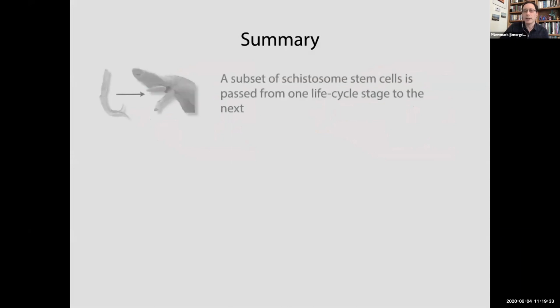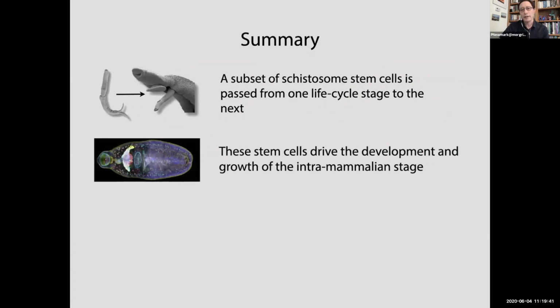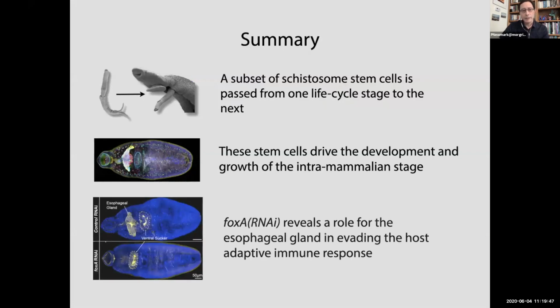So what I've told you today is that by looking at the developmental biology of these parasites, we found the subset of stem cells that's passed from one life cycle stage to the next, and that these cells are driving the development and growth of the intramammalian stage of this parasite. And then that by looking at this one important developmental regulator, that told us something really interesting and unexpected about the role of this esophageal gland in evading the host adaptive immune response.